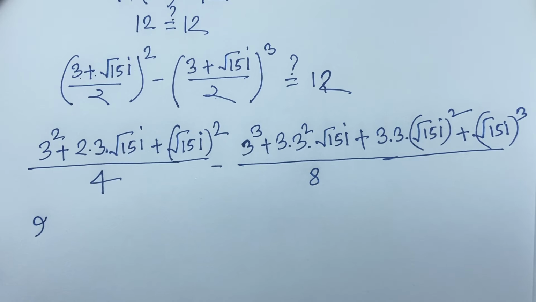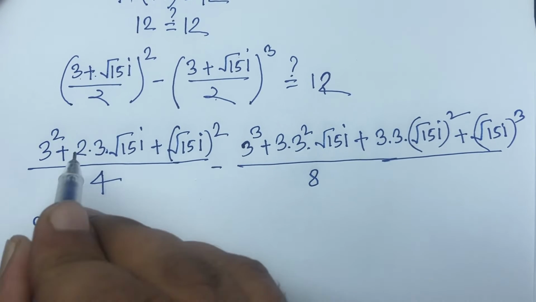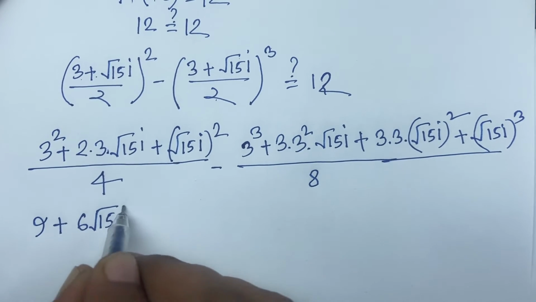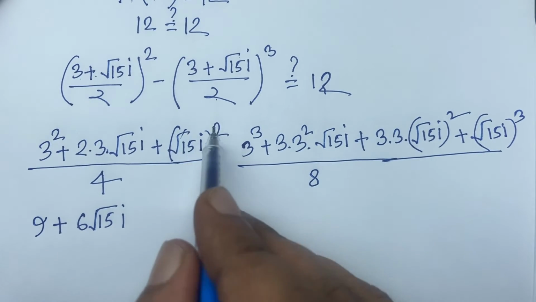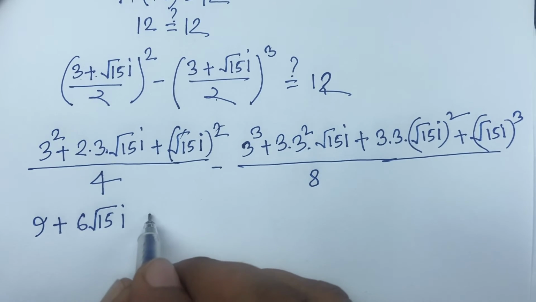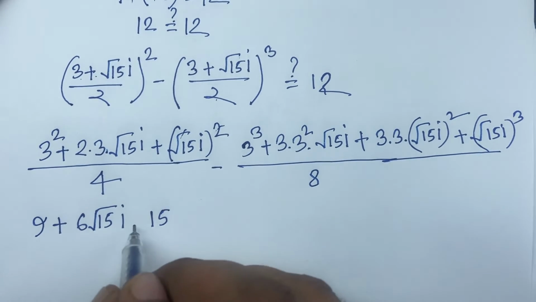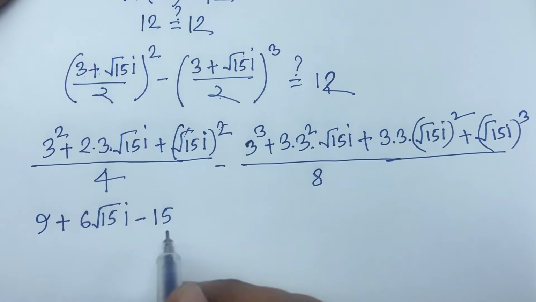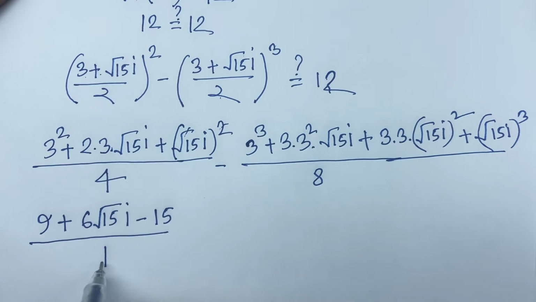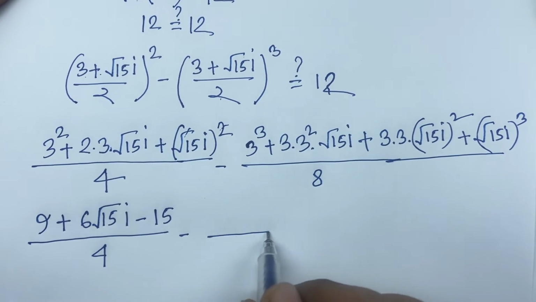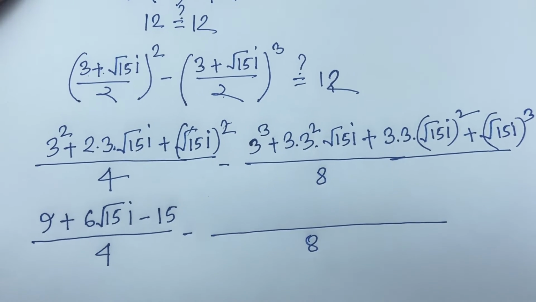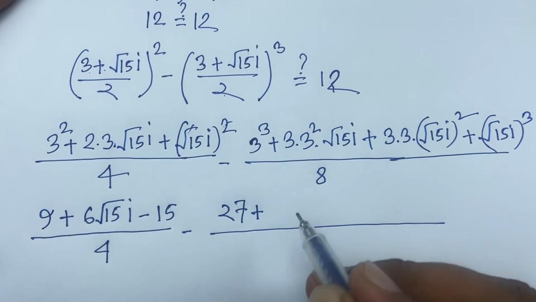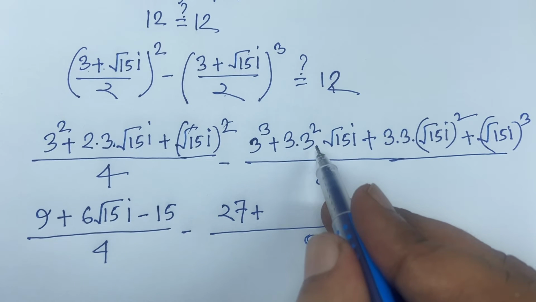And in this case, I can say it will be 2 times 3, it will be 6 square root 15i, and the square root is cancelled, so it will be 15i squared, it will be minus, because i squared is equal to minus 1. So minus and plus, it will be minus 15 over 4 minus, and in this case, I can say here is 8, and it will be 3 to the power 3, 27 plus, and in this case, I can say 3 squared, it will be 9.